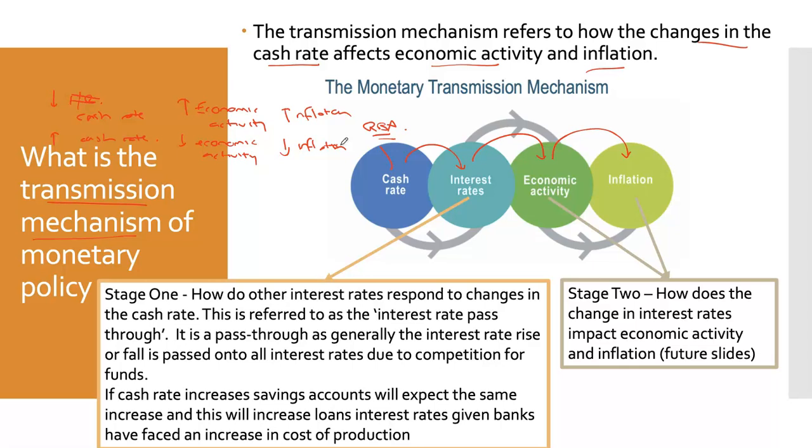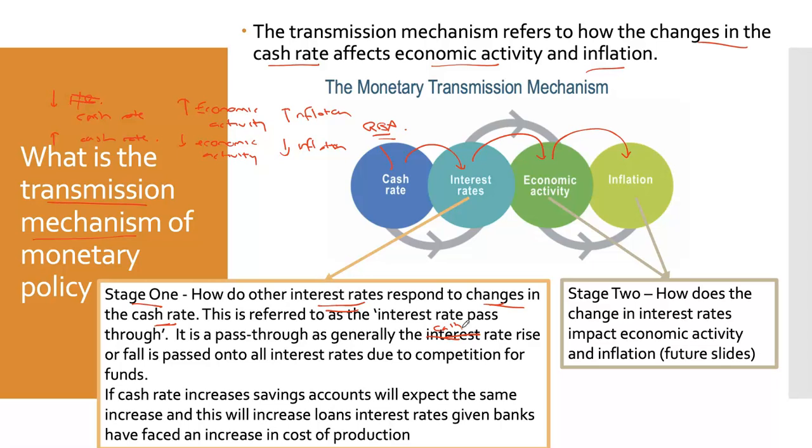So what are the 2 stages that we're really going to focus on? Stage 1, we're going to think about how other interest rates respond to the changes in the cash rate. This is referred to as the interest rate pass-through, and it is a pass-through as generally the cash rate rise or fall is passed on to all interest rates due to the competition for funds.